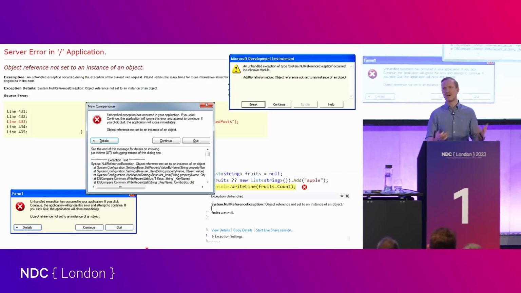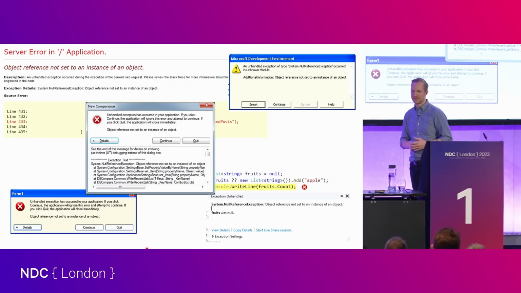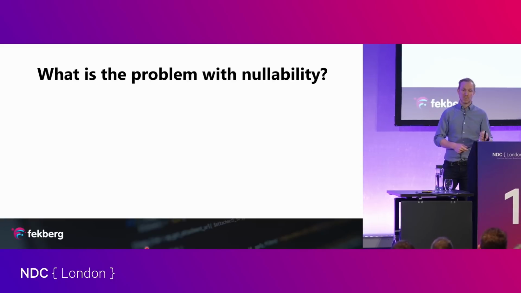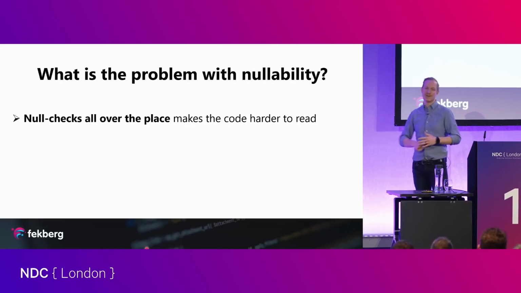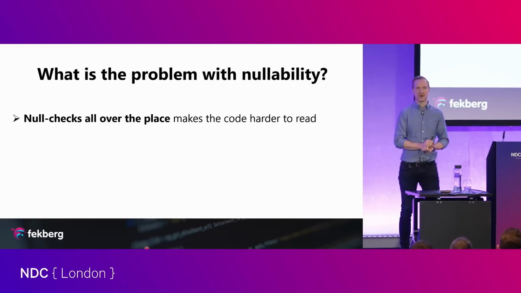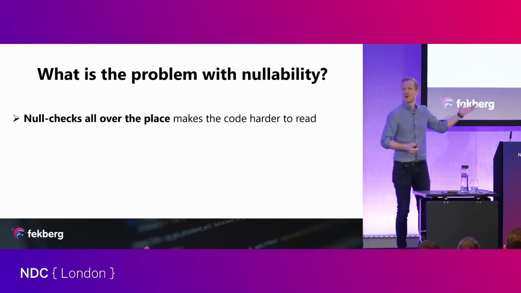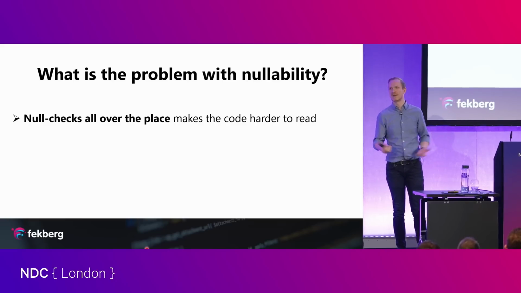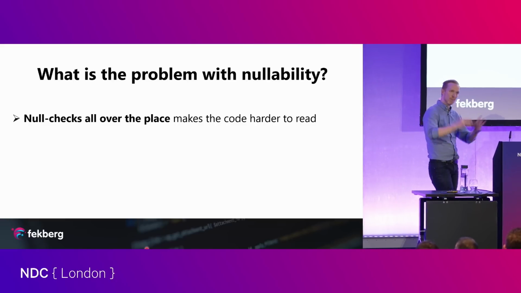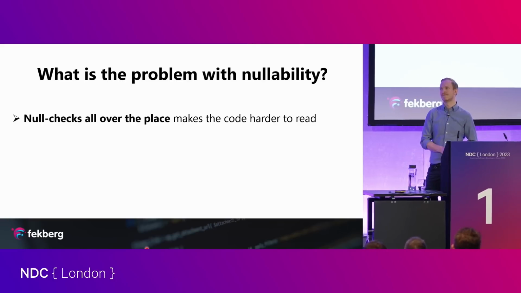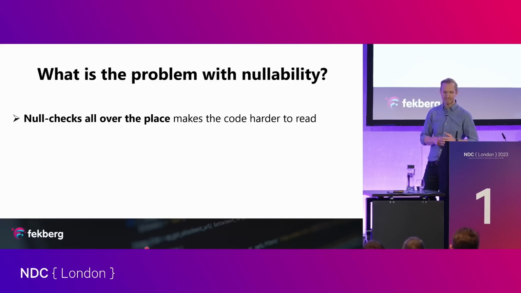So why not get the compiler to help us with this? Because there is one big problem, or there are multiple problems with nullability. First, it encourages us to add null checks all over our code base, even if it's not really necessary. That makes the code harder to read. It doesn't necessarily make it harder to understand, but more noise means that it's easier for us to misunderstand something.